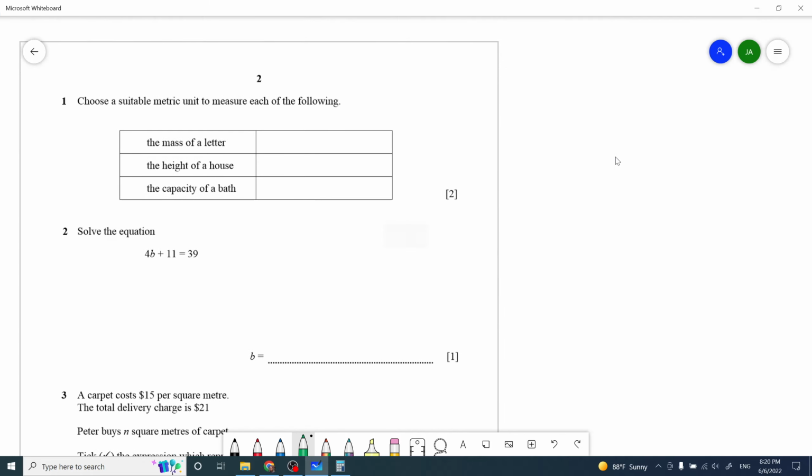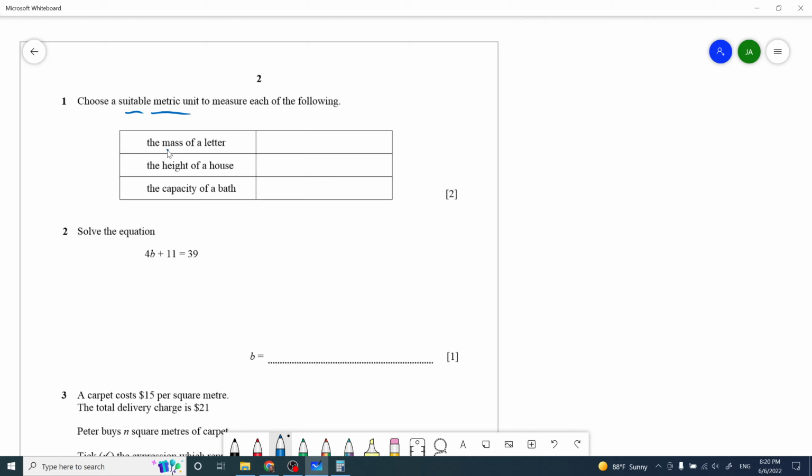All right, let's go ahead and dig into actually how to do this. We're going to see that most of these hopefully aren't quite as scary as we think they are. Let's go ahead and put these in blue. Blue's a nice color. So here we want to choose a suitable, just an appropriate metric unit. So meters, liters, kilometers, grams, and so on, to measure each of the following.